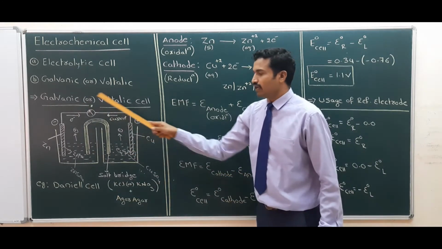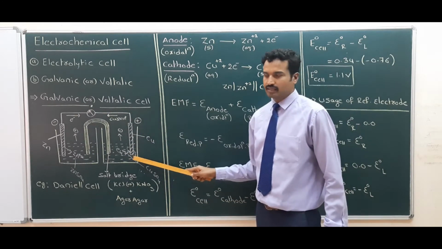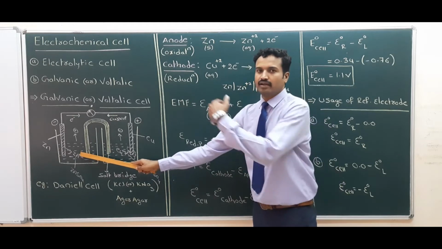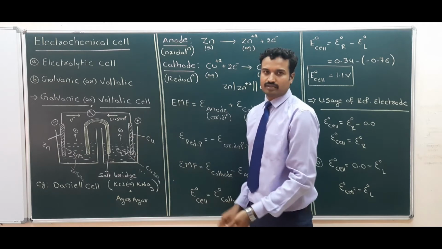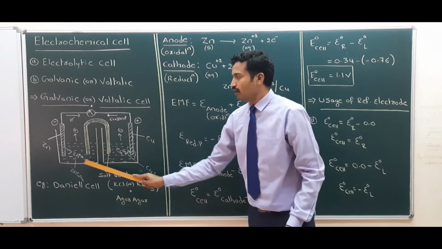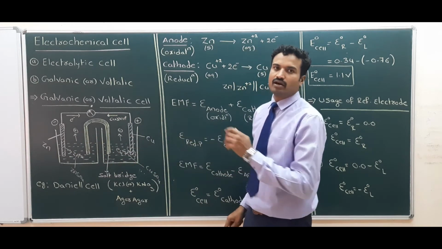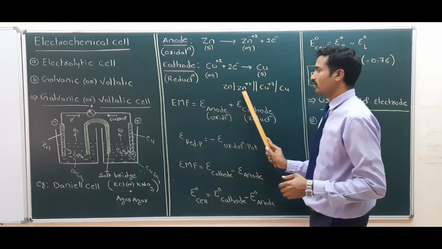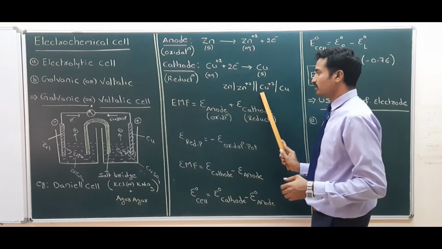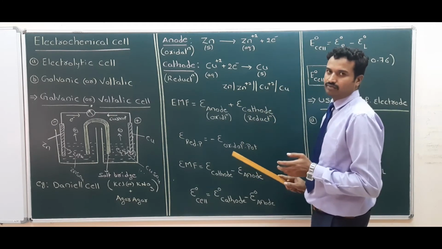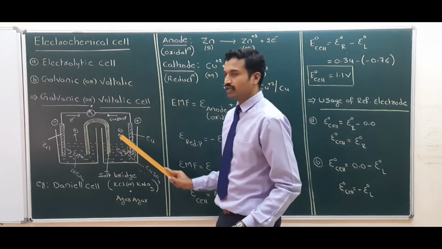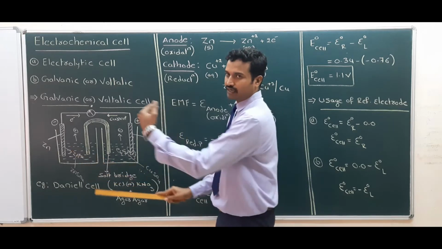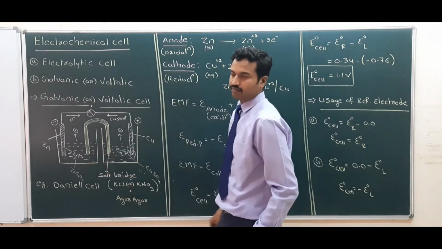So this is the cell reaction. The cell reaction contains oxidation on the left hand side and reduction on the right hand side. This is the oxidation reaction, and this is called the reduction reaction. Together it is a cell reaction. Again, oxidation is at the left hand side, reduction at the right hand side.